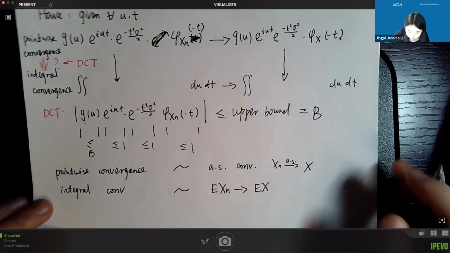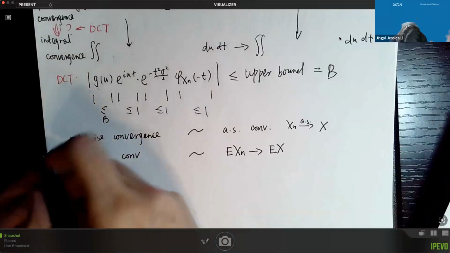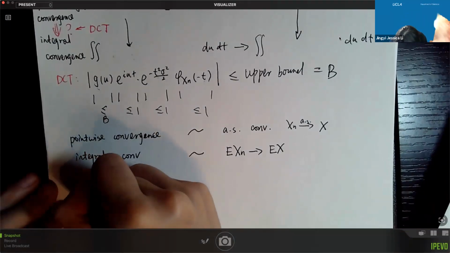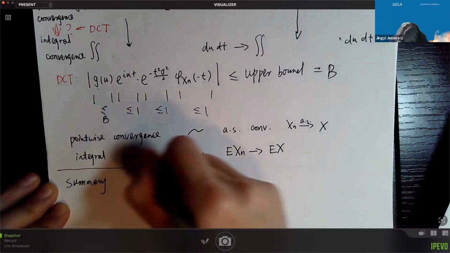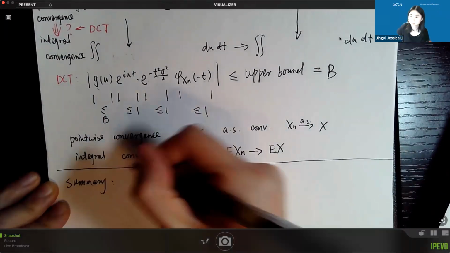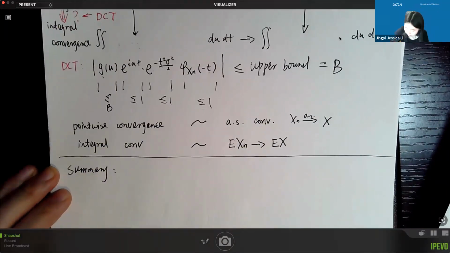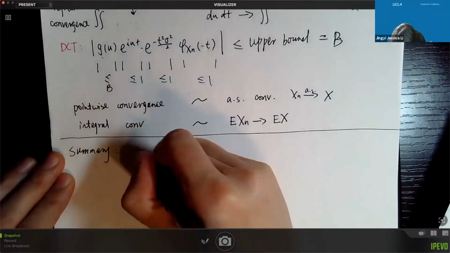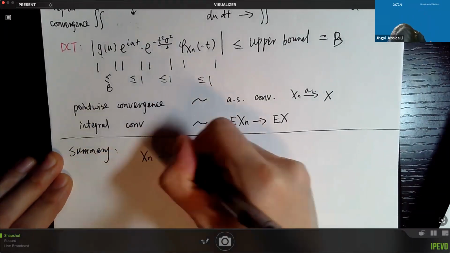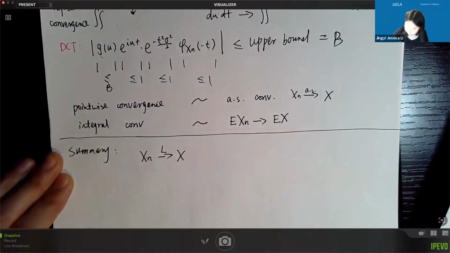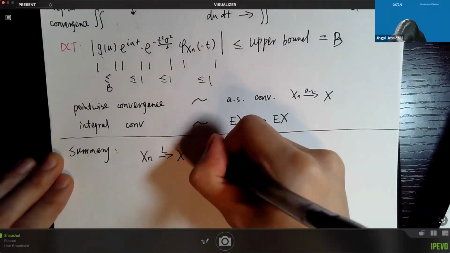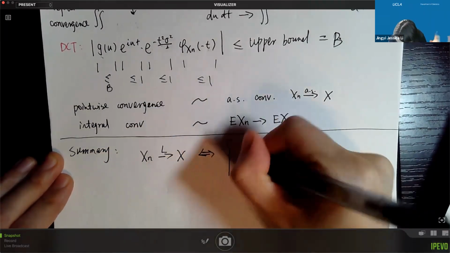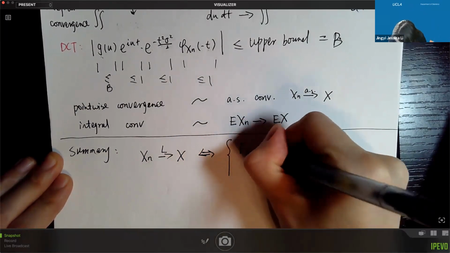So here's a summary. So basically, we would have this. The convergence in law can be proved in two ways. One is the CDF convergence.